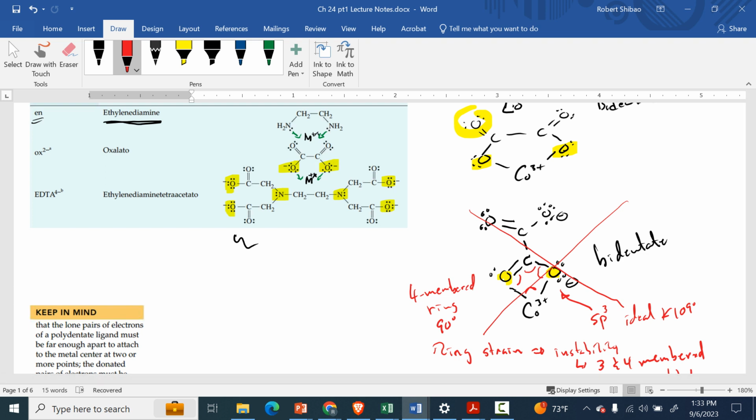However, a 5-membered ring is fine. Here we have a 5-membered ring. There's no problem. Ring strain is not an issue. Would a 6-membered ring be better than a 5-membered ring in terms of stability? In terms of ring strain? Yeah, actually 6-membered is even better, but 5-membered is perfectly fine.